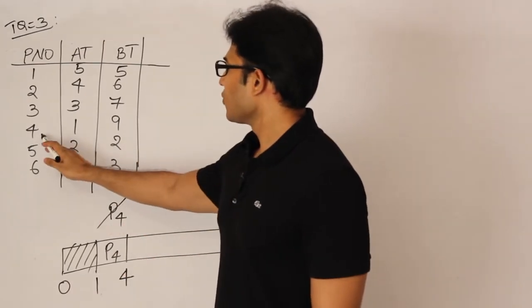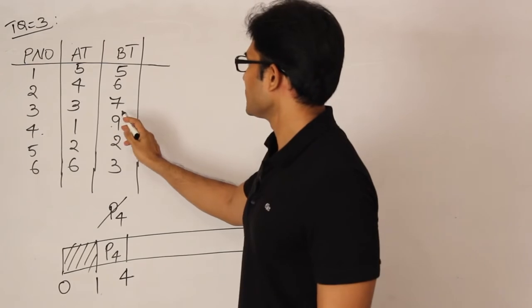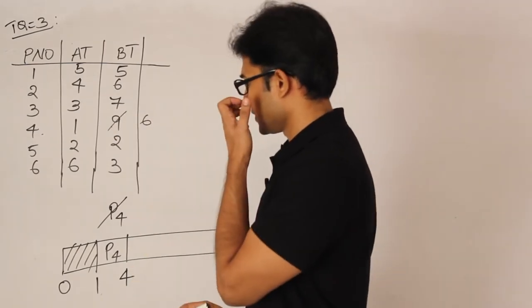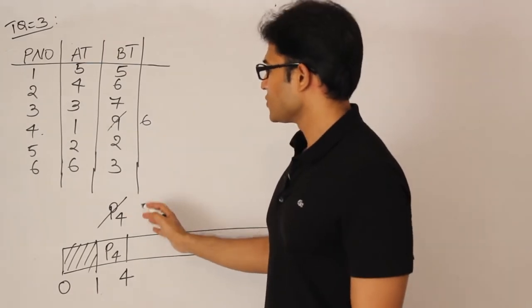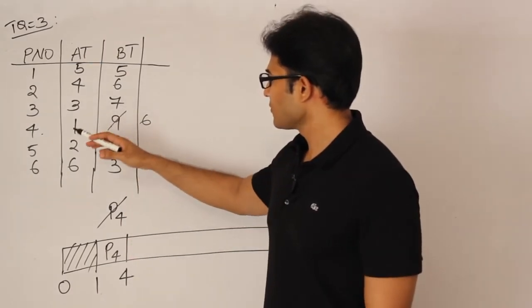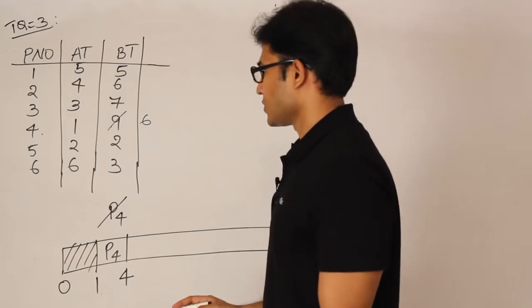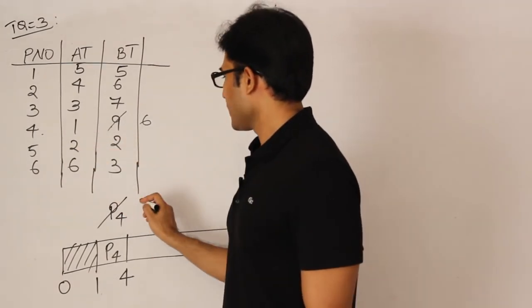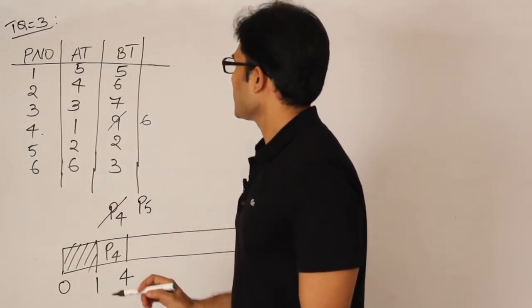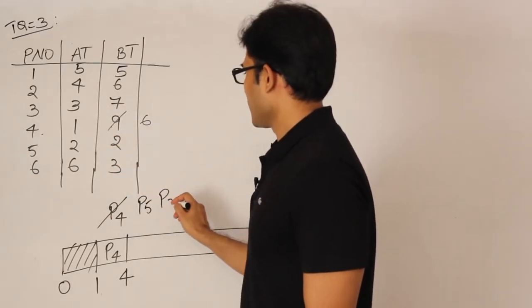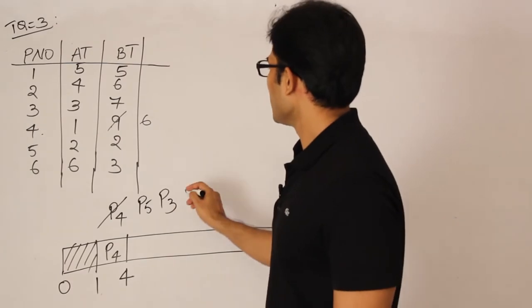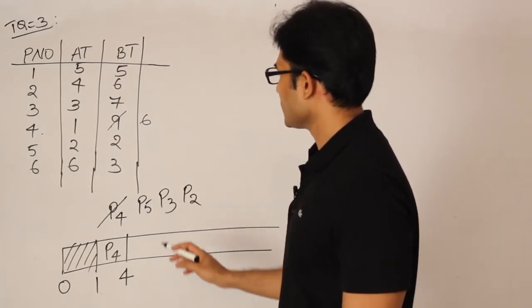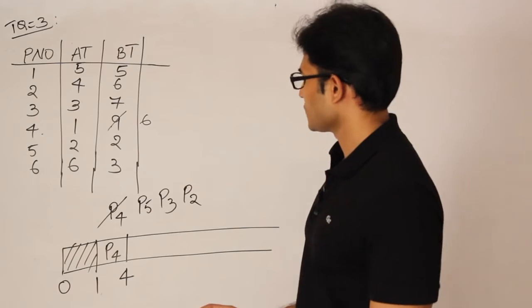Now P4 has executed for 3 units, therefore remaining time is 6, isn't it? And now by this time 4, add all the processes which have arrived, right? So by this time 4, what are the other processes which have arrived? At time 2, P5 has arrived, and at time 3, P3 has arrived, and at time 4, P2 has arrived, right? Therefore in these 3 units of time, 3 more new processes got added.